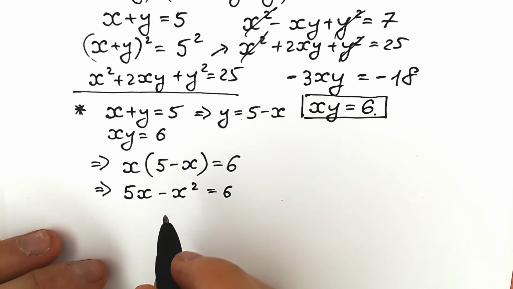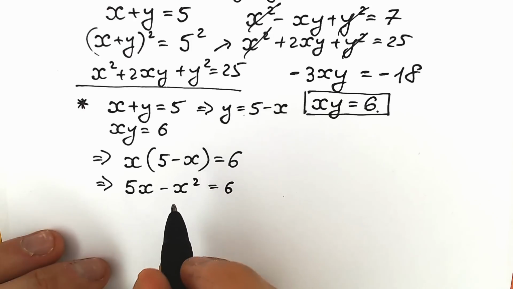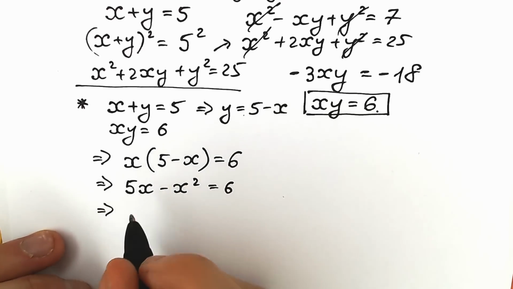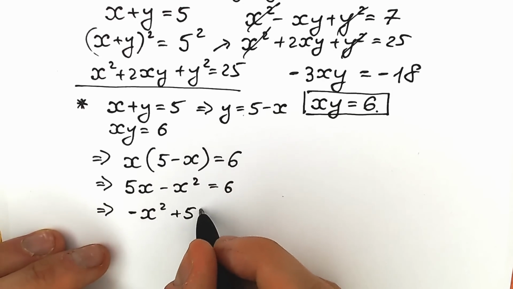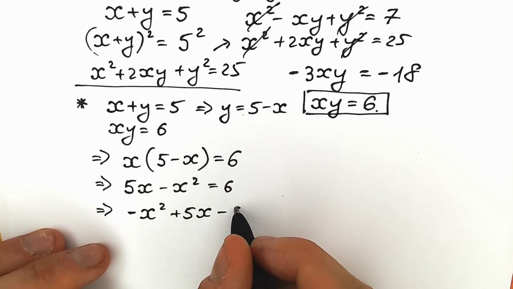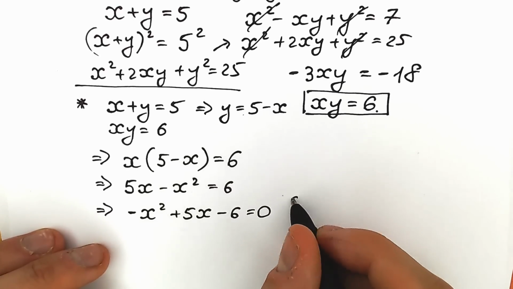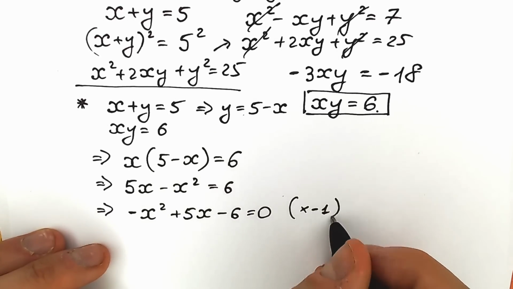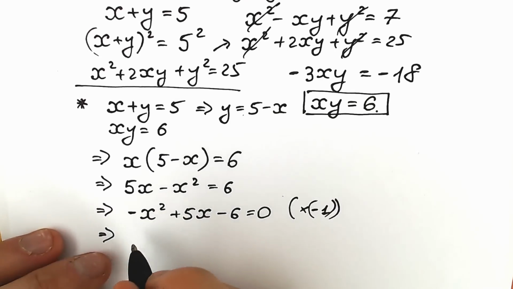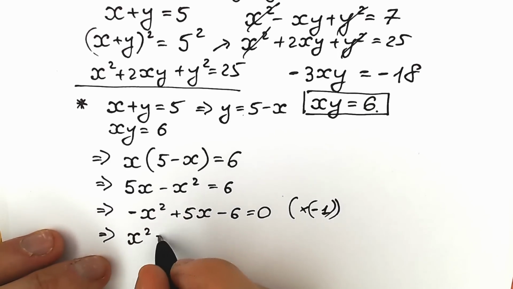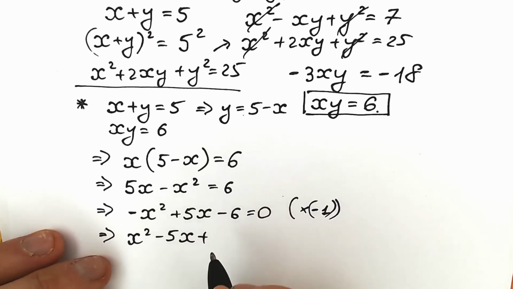Let's change the order a little bit because it looks like a quadratic equation. We need to change the order. As a result, we have minus x squared plus 5x minus 6 equal to 0. Let's multiply both sides by minus 1 because we prefer a positive sign right here. So as a result, we have x squared minus 5x plus 6 is equal to 0.